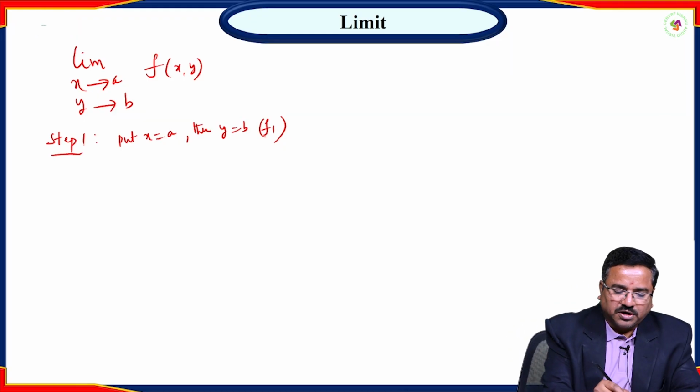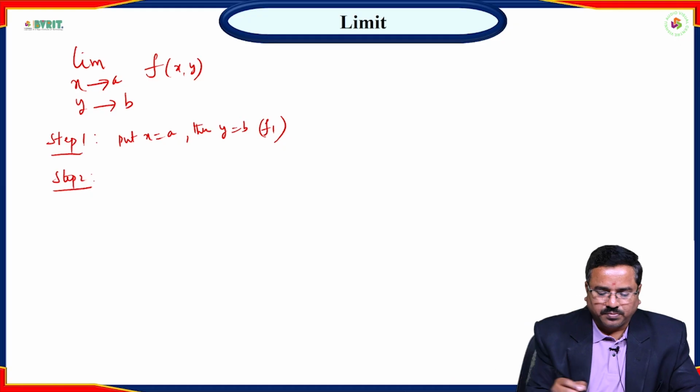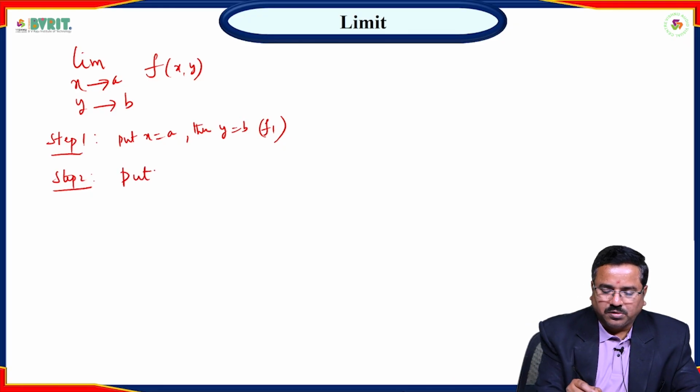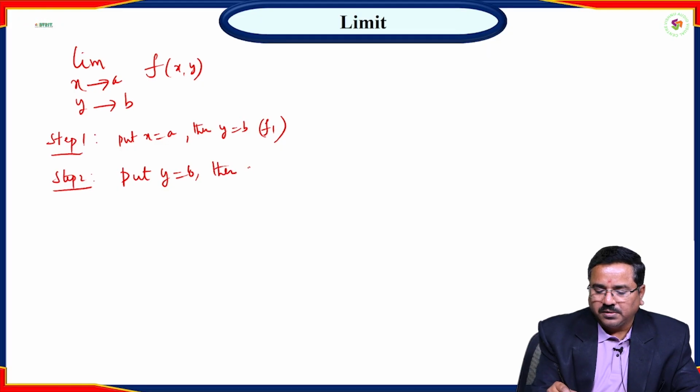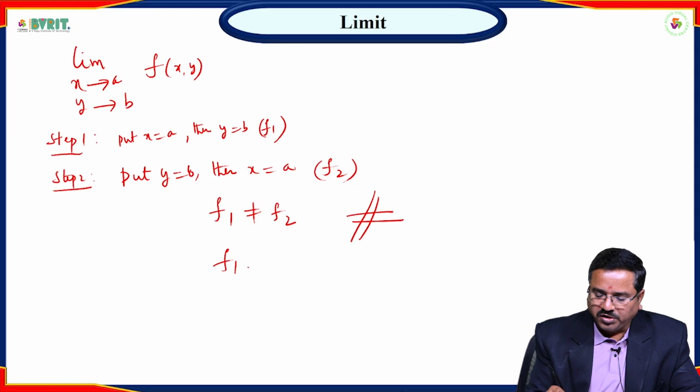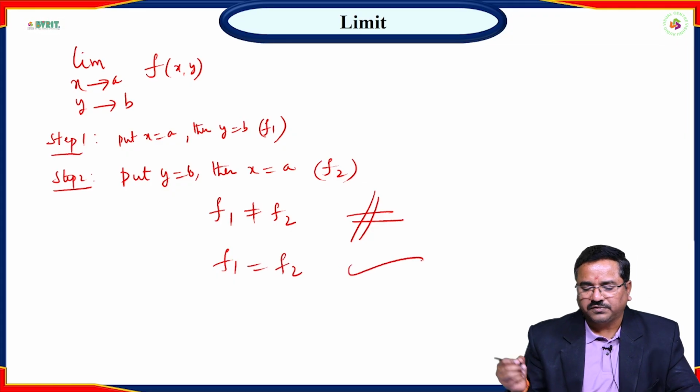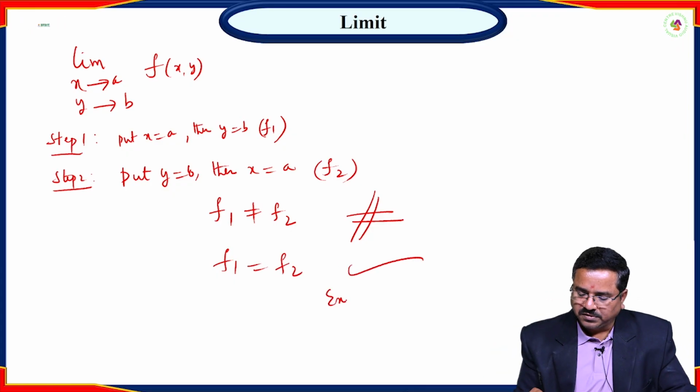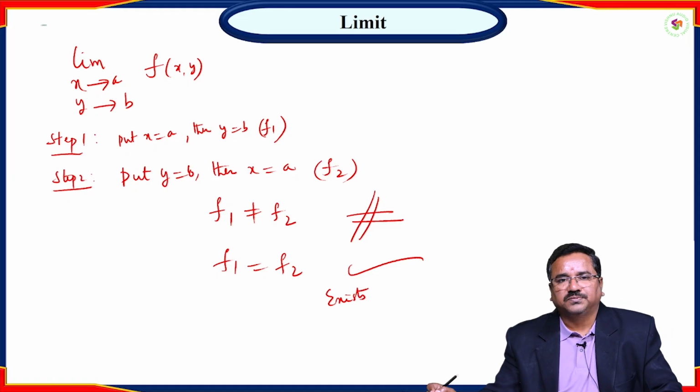Okay, step 2: put y to b, then x to a. Let us say this is f2. If f1 is not equal to f2, the limit does not exist. If f1 is equal to f2, the limit exists. We can conclude in only 2 steps.